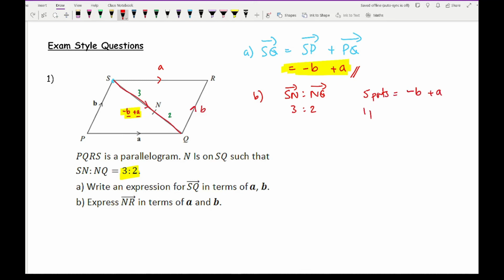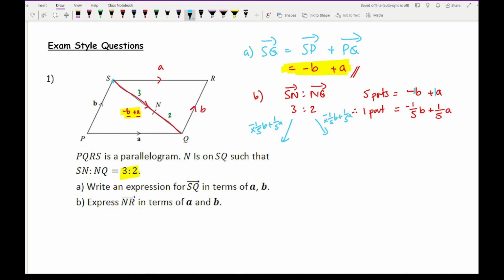That means that 1 part must equal, dividing all of those by 5, 1/5 of minus B plus 1/5 of A. Now the reason why it's 1/5 is because I've got minus 1B and plus 1A, and then obviously if you're dividing by 5, it's going to be 1/5. So for this, what I need to do is multiply by minus 1/5 B plus 1/5 A.